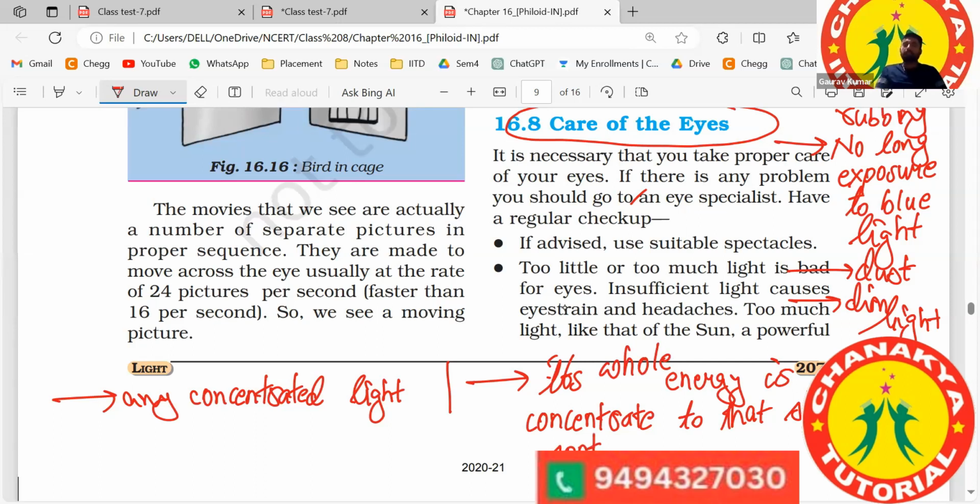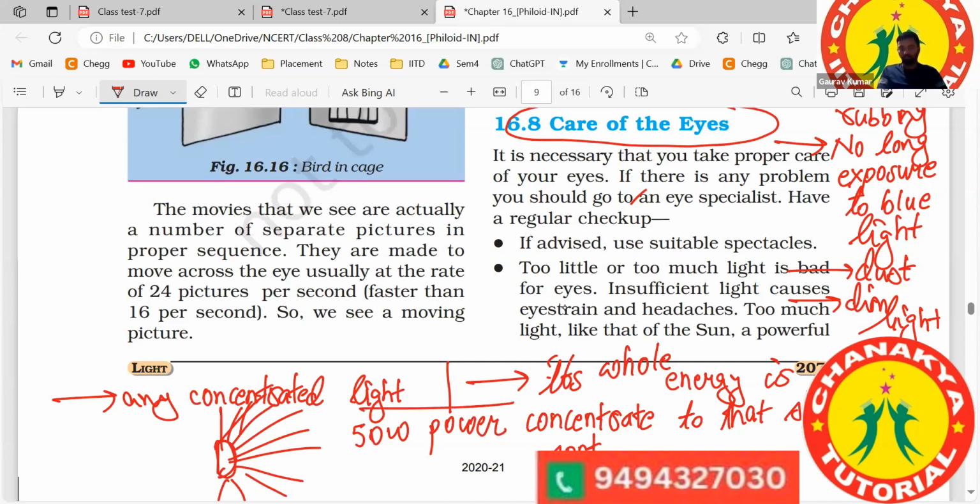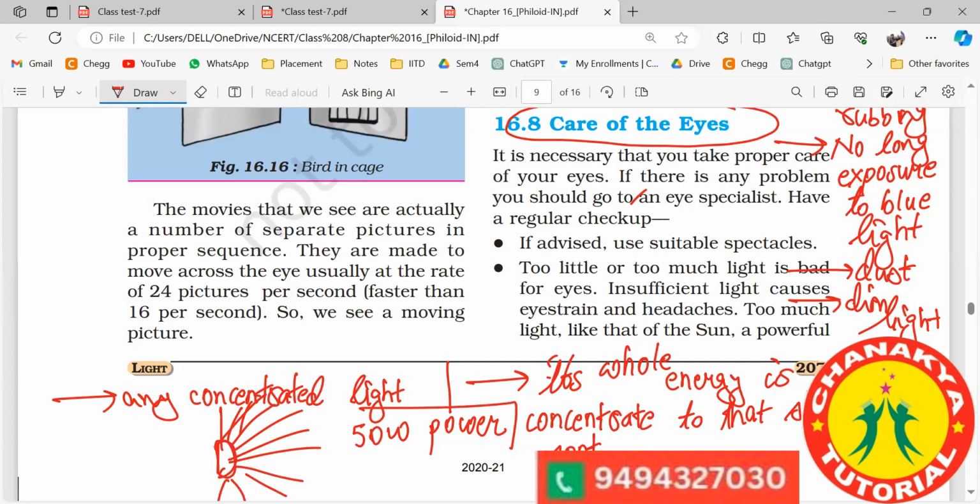What do I mean? Let's say there is a headlight of a car. I'm making it like this, so it is spreading like this in all directions, and let's say it has 50 watt power. Do you know the concept of power? Yes. Power is work by time.